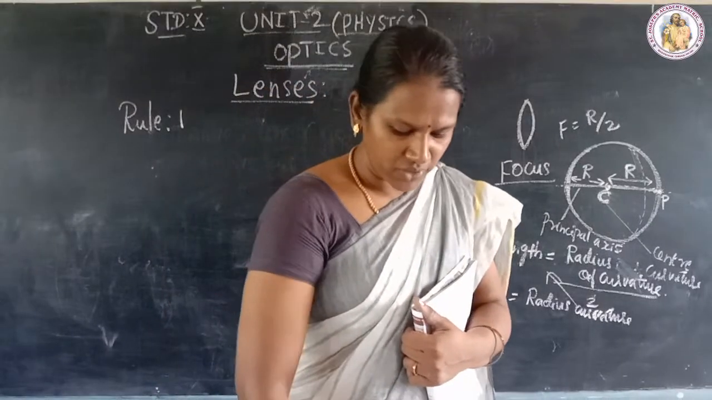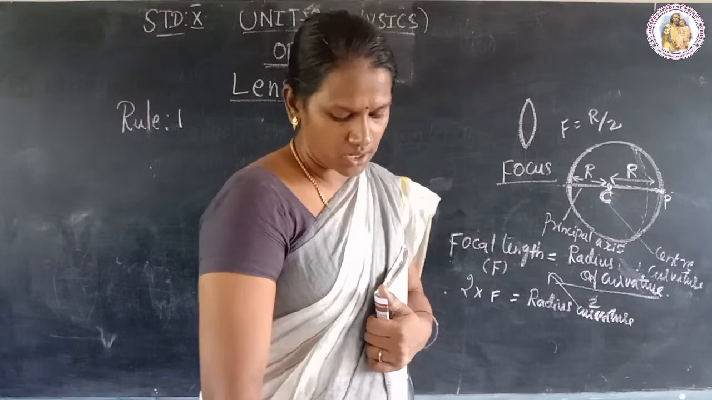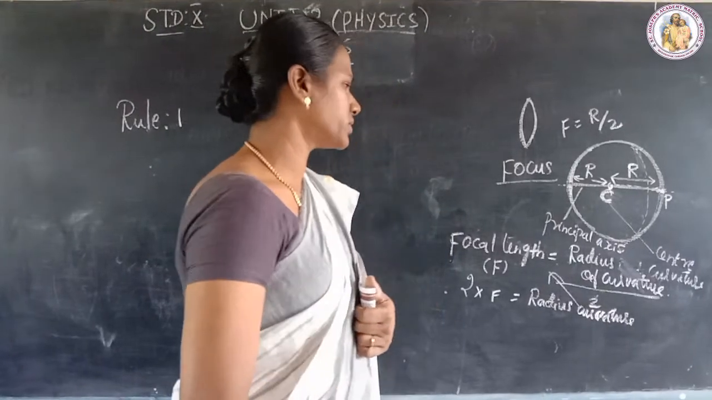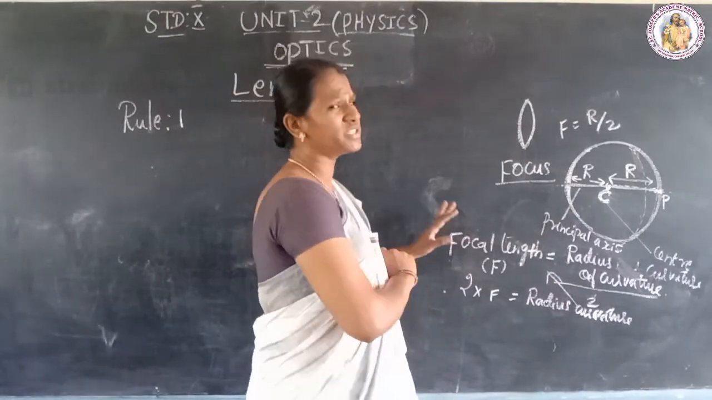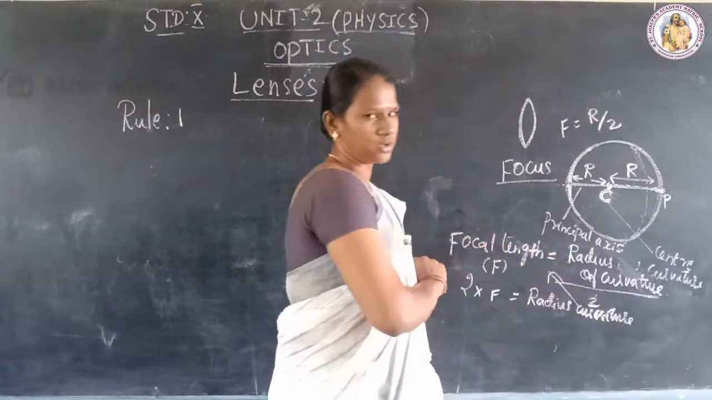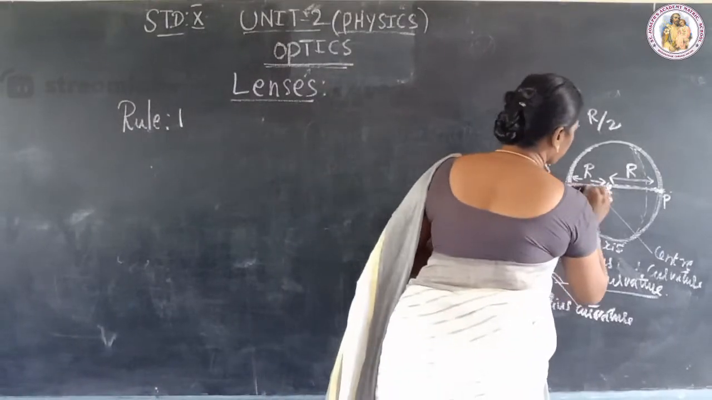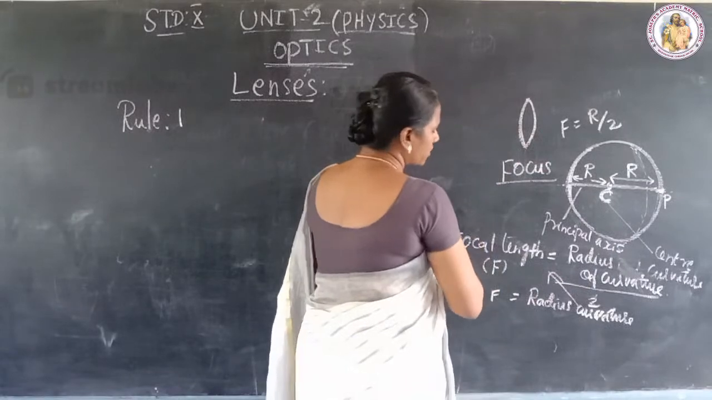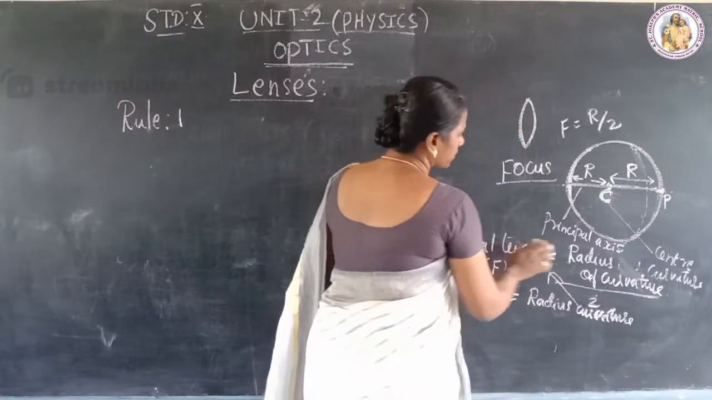So the distance between the pole and the principal focus is called the focal length. The focal length is actually half of its radius of curvature. This line fully is called F. So half of the radius of curvature is equal to the focal length.